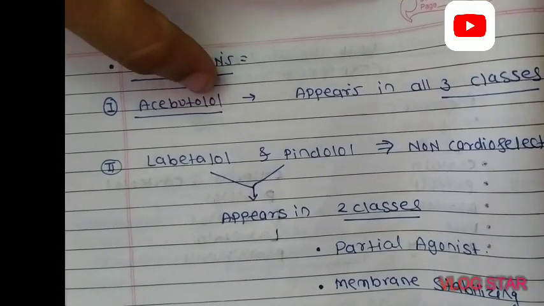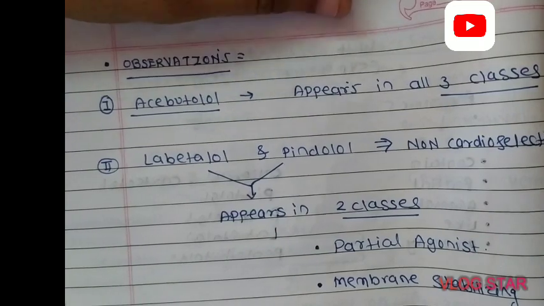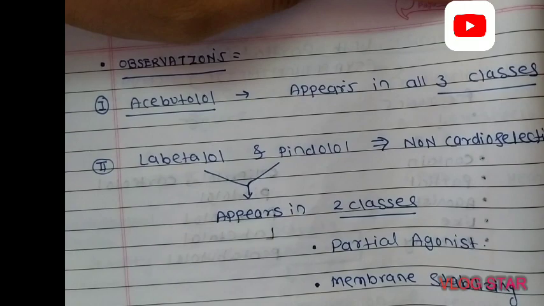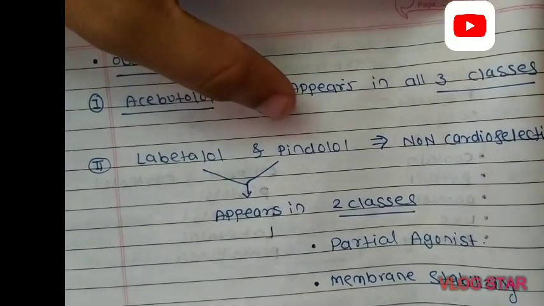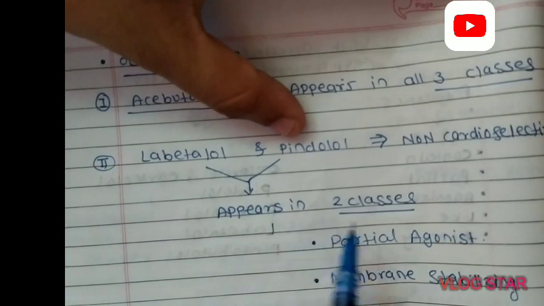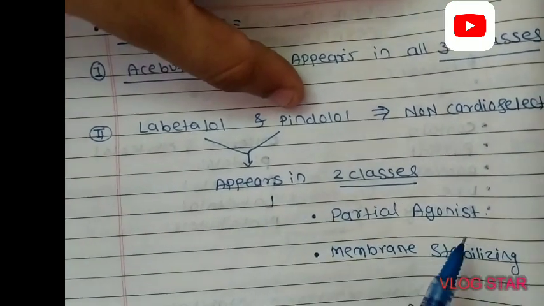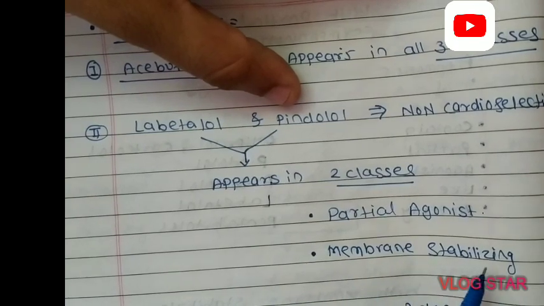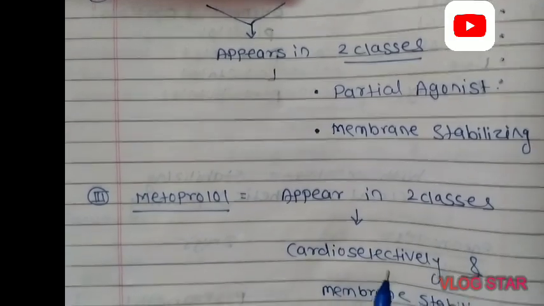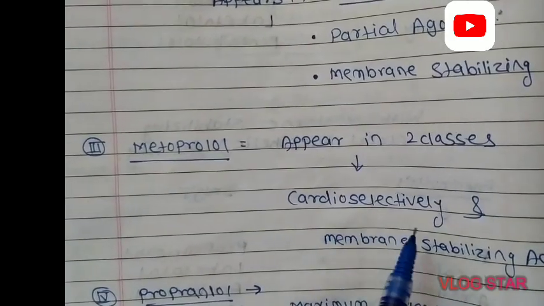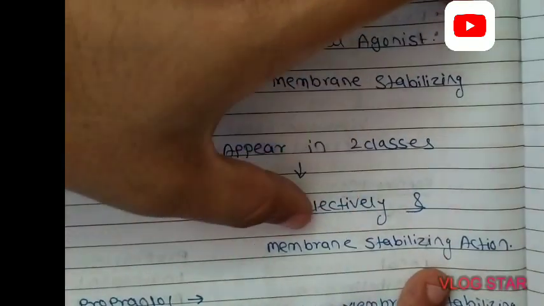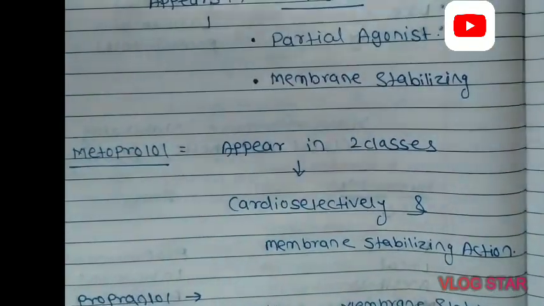This acebutolol beta blocker appears in all three classes, that is cardioselective as well as non-cardioselective. Labetalol and pindolol are non-cardioselective and they appear in only two classes, that is with partial agonist like activity or membrane stabilizing activity. Third is metoprolol. Metoprolol appears in two classes only: it acts as a cardioselective as well as a membrane stabilizing agent.